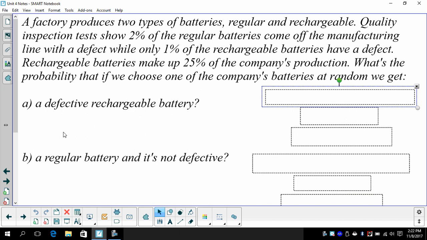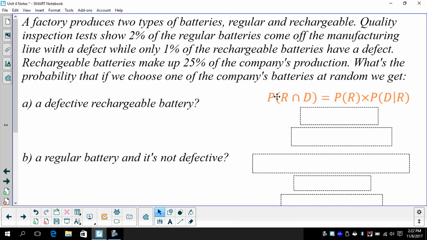So we want to find some probabilities. If we choose a random battery, what is the probability that we get a defective rechargeable battery? So we're looking to see what is the probability that we have a rechargeable battery and it's defective. I'm going to use R for rechargeable, D for defective. Since these things are not independent, I'm going to multiply the probability of being rechargeable, which is 25%, by the probability of being defective given that it's rechargeable, which is 1%.